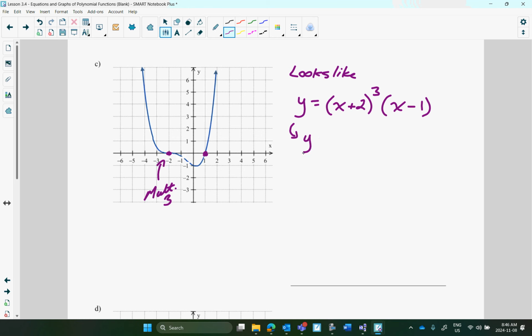So the y-intercept of this one is going to be negative 8. 2 cubed is 8, times negative 1 is negative 8. But from the graph, the y-intercept is negative 1. Well, I've got negative 8 right now. I need to multiply something in front to make it negative 1. What do I multiply by? 1 over 8. Because we're making it smaller, right? Always.